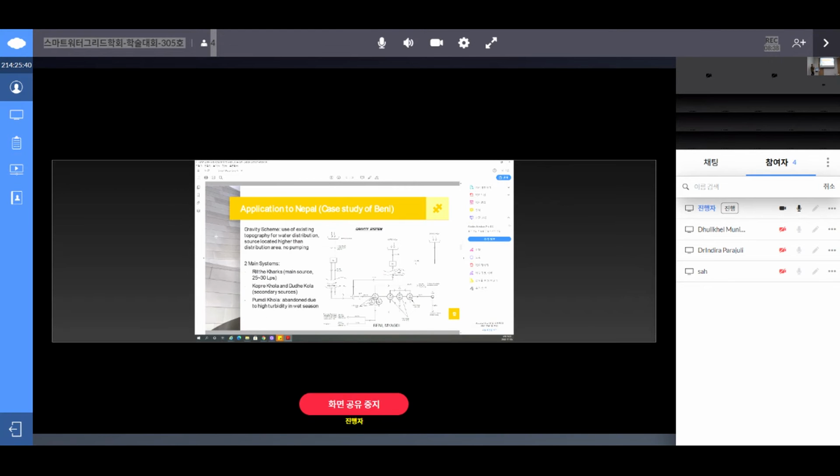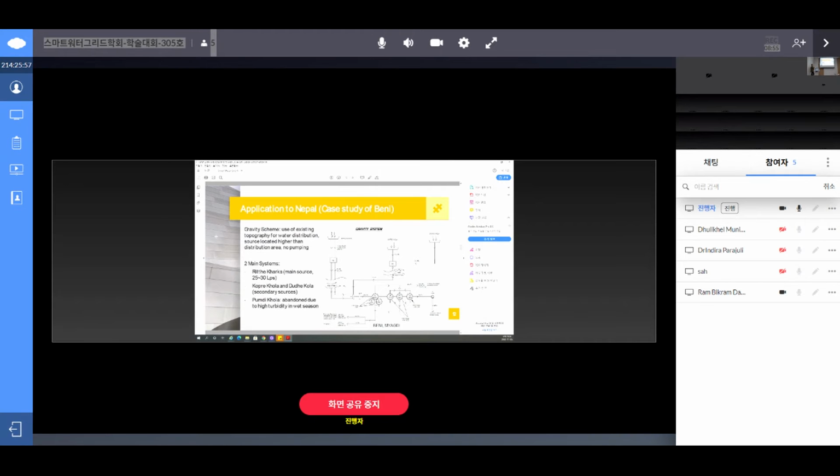The scheme which is currently being used is a gravity scheme. The gravity scheme works under the principle that the source is located higher than the distribution area. So you don't need pumps, you don't need valves, you just need to let the water flow with the gravity basically from the high point to a low point.